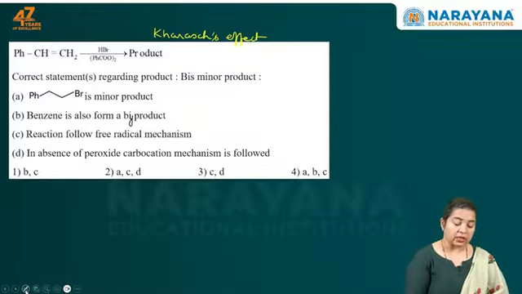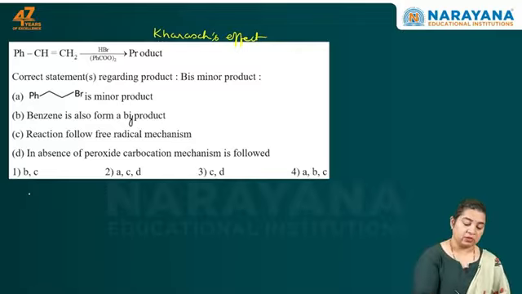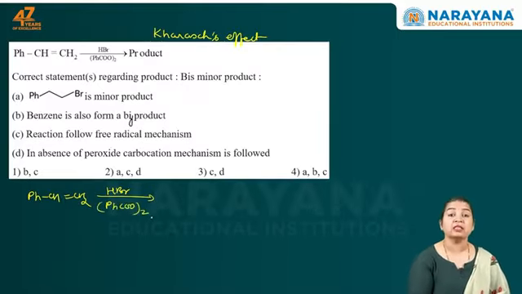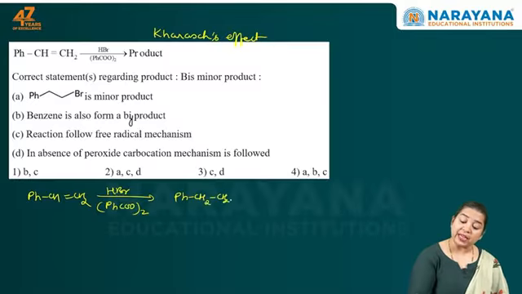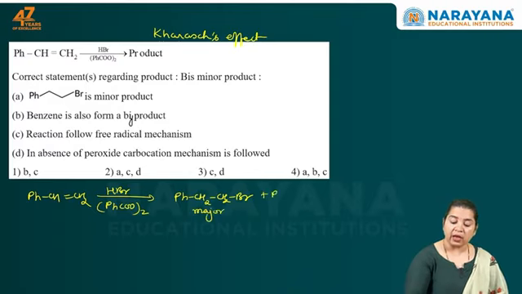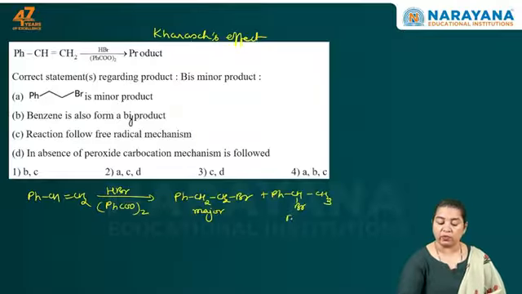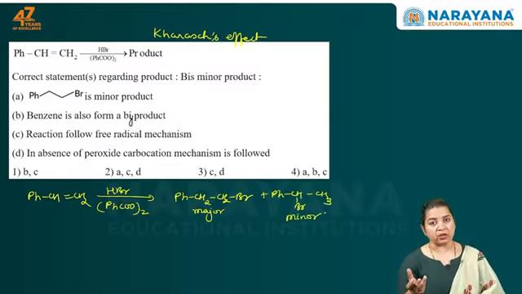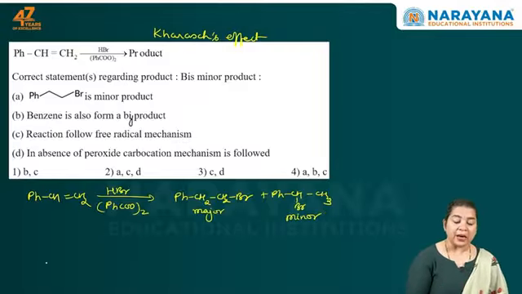Now, what is the question? Let us first see the product. The reaction given is PhCH=CH2 in presence of HBr and peroxide. (PhCOO)2 is the peroxide. So, what product is formed? We know that it gives anti-Markovnikov addition. This product should be formed as the major product, and PhCHBrCH3 should be formed as a minor product, because the Markovnikov product we cannot say is zero, but it is formed as a minor product.